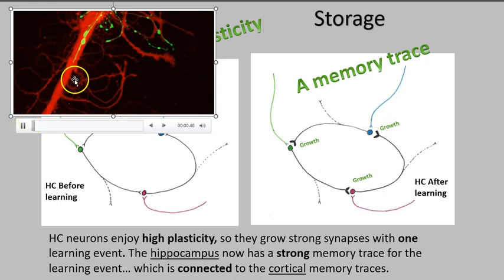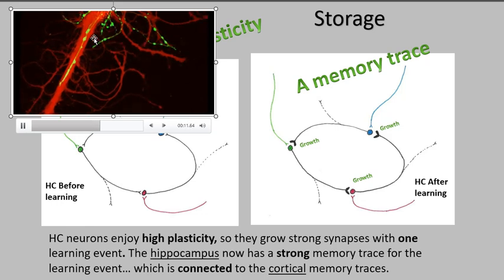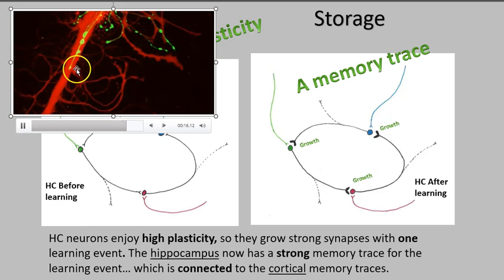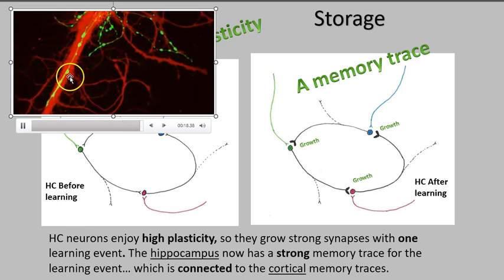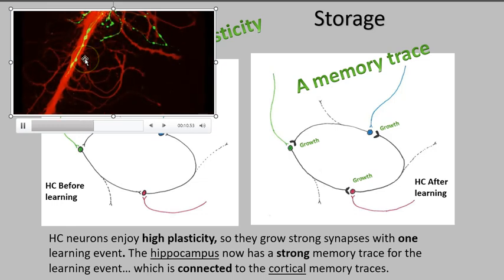Take a look. So this is time-lapse photography, where the axon terminals have been labeled with a green fluorescent substance, and we can see that as a result of learning, the axon terminals have increased in number and size. So it's like we're witnessing the growth of new synapses and stronger synapses as the result of a learning episode. We're witnessing the formation of a memory trace.